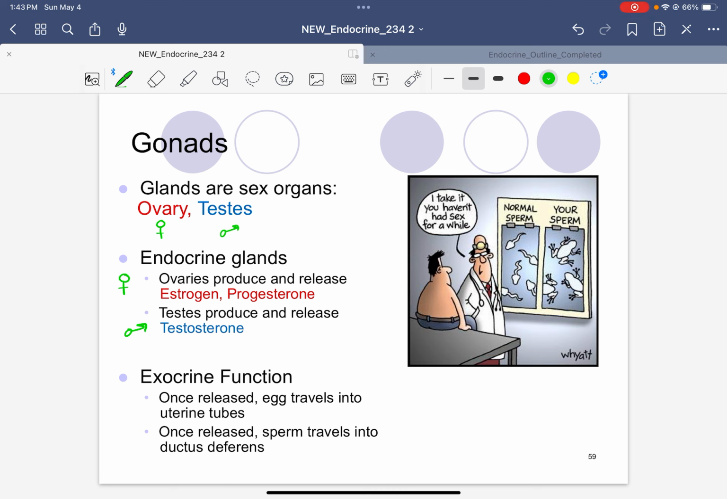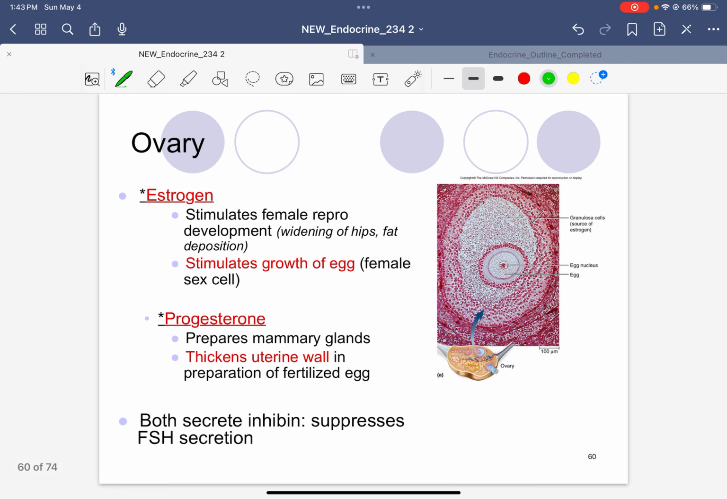Do women have some testosterone? Yes. Do men have some estrogen? Yes. But it's quite a disparity. What is the function of estrogen? Stimulates growth of the egg. What is the function of progesterone? It's going to thicken the uterine wall at a certain time of the month in preparation for a fertilized egg, just in case that egg is fertilized and we need a place to implant the fertilized egg to grow as the fetus.